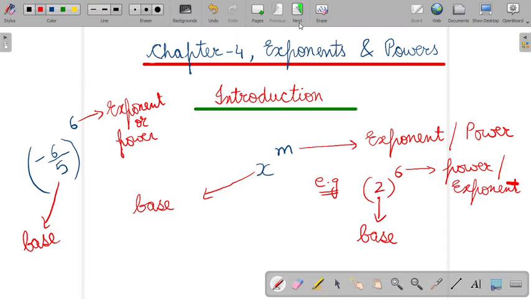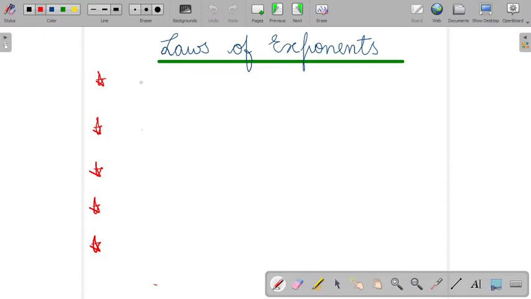Let's take the next concept, that is laws of exponents. Suppose that the number is written like x power m multiply x power n. Observe here, the bases are the same and the powers are different and it is in multiplication form, then it can be written as x power m plus n. We will add these two powers together and write the base only once.